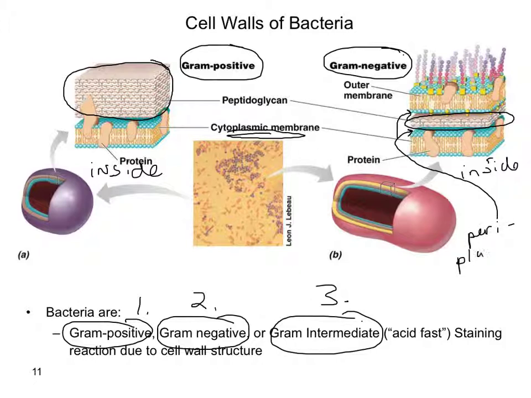periplasmic space, okay, and it holds a fluid called periplasm, which contains a lot of digestive enzymes. Just outside of that, this structure right here, this whole structure, okay, is called the outer membrane.